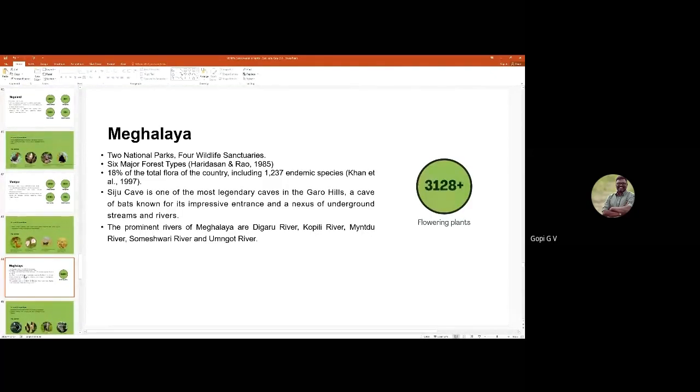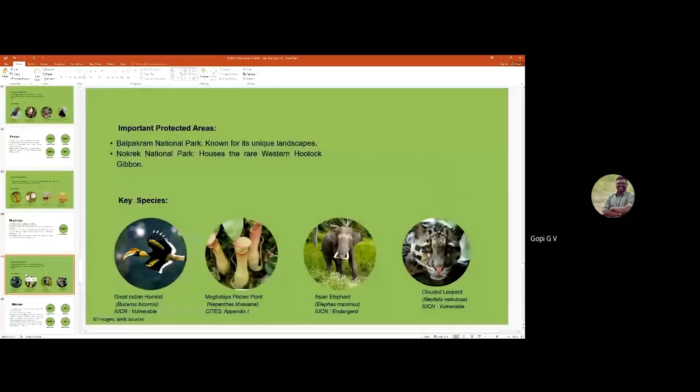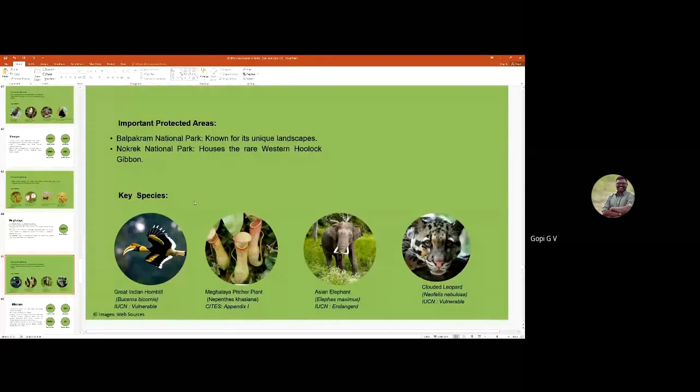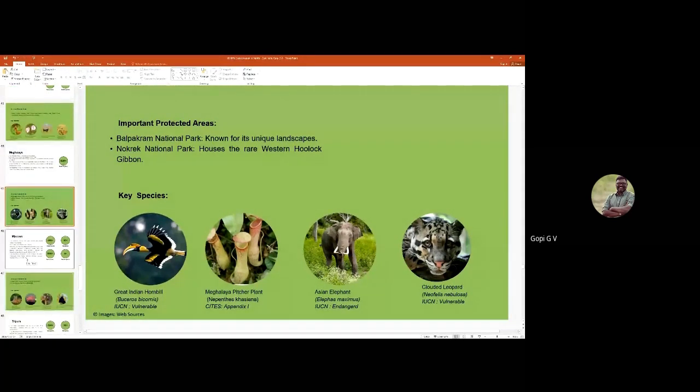Meghalaya, again, is a very important state for a lot of important wildlife. In fact, students from Aligarh Muslim University have gone and described certain species from the caves of Meghalaya. So I think you would be aware of how immense the wealth of caves is for sustaining many wildlife species. So you have Balpakram National Park, you have Nokrek National Park. Hornbills are very rich. Nepenthes khasiana, the Meghalaya pitcher plant, is a very interesting species. You have clouded leopards, and elephants coming into Meghalaya are also some of the important species.